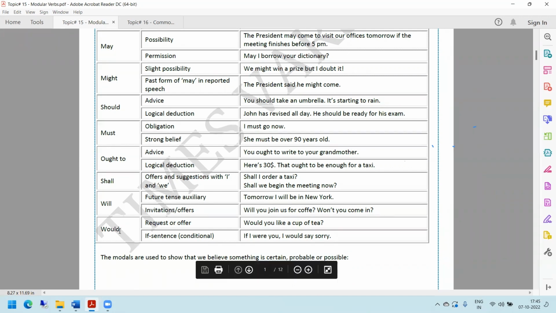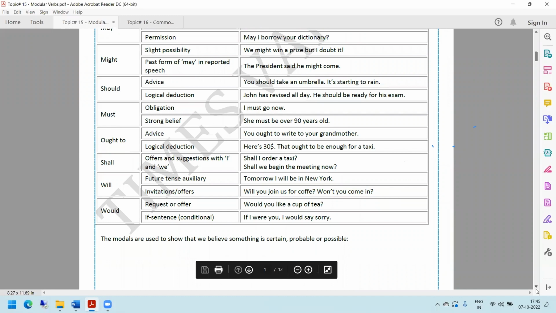Then we have would to express a request or offer. So say if sentence, that is for conditional. Would you like a cup of tea? Request or offer. If I were you, I would say sorry. So this one is an if sentence for conditions. Okay. So these are a few of the uses we have seen related to modal verbs.